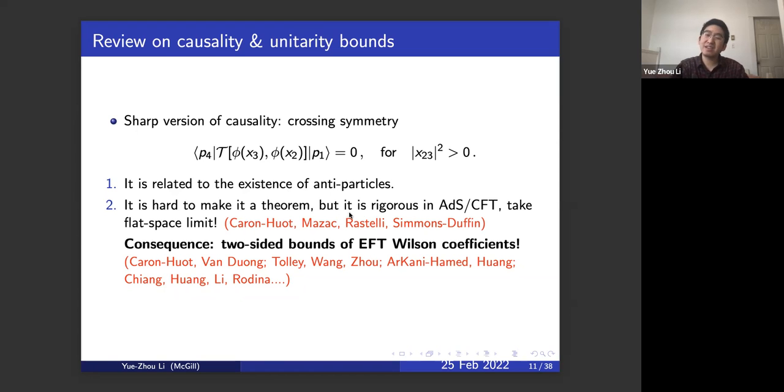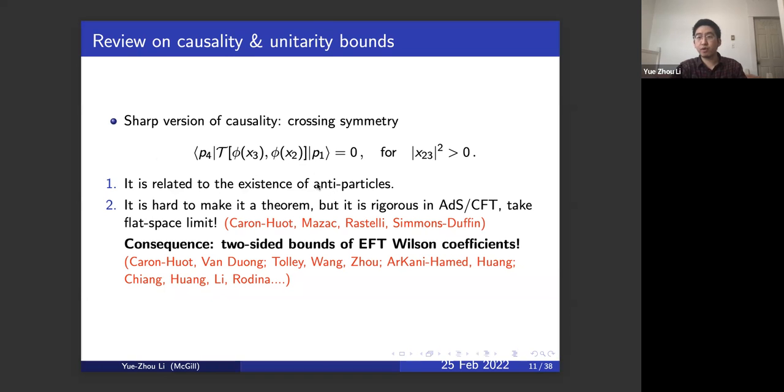But it is actually rigorous in AdS/CFT, because CFT has pretty rigorous axioms to ensure that this is true. So we can start with AdS/CFT, and we take the flat space limit of AdS, and that convinces us this must be true. And this work was done by Caron-Huot, Mazac, Rastelli, and Simmons-Duffin, like last year. So causality means the crossing symmetry.